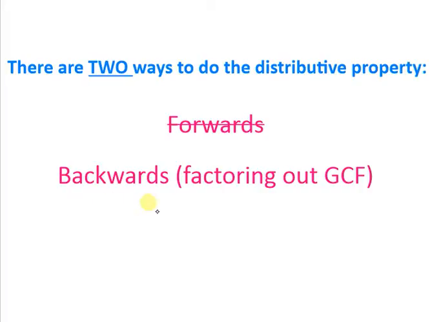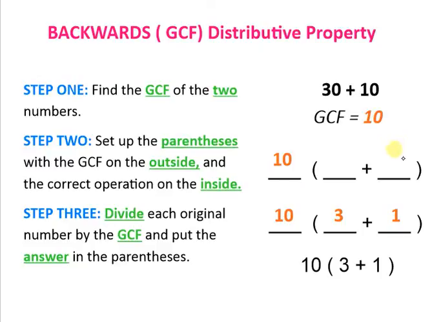Now, going backwards, that word backwards is not the official word for it. You're going to see it called factoring out the GCF. So when you're told to factor out the GCF, that is backwards distributive property. You need to know both ways because you'll see factoring out the GCF on official tests like the EOG and MAP testing and other standardized state tests. Okay?